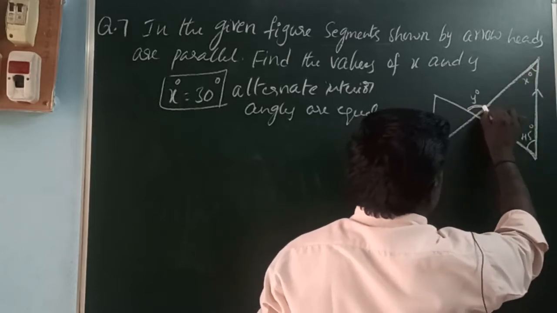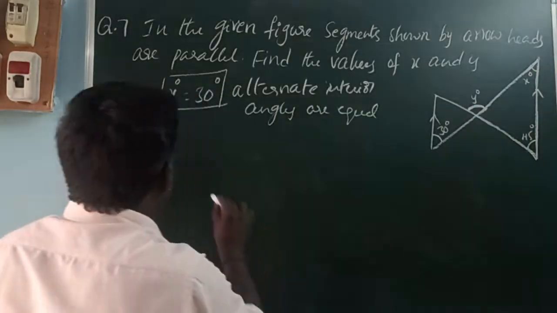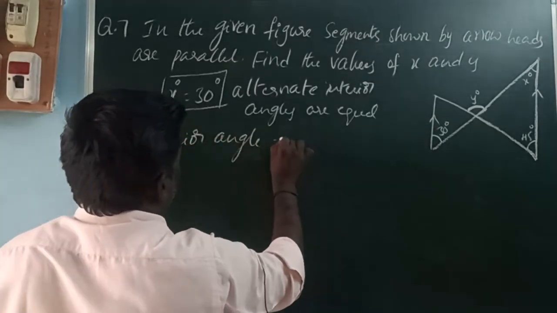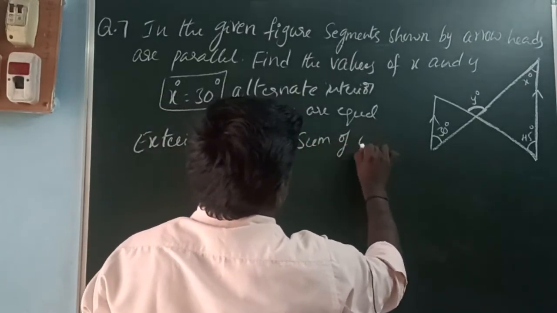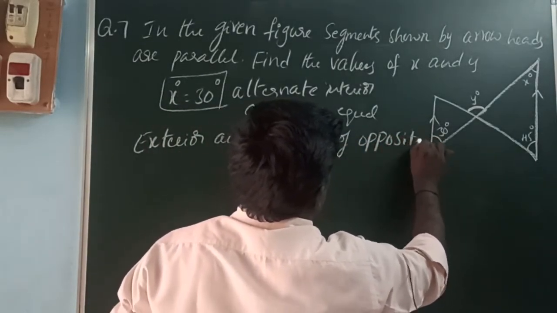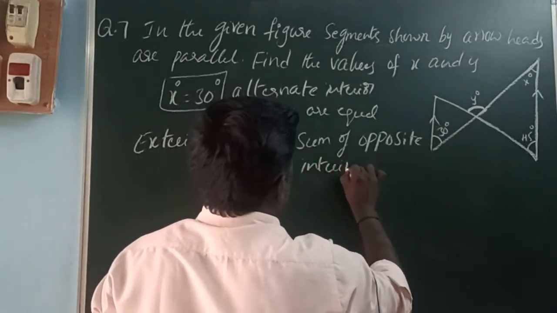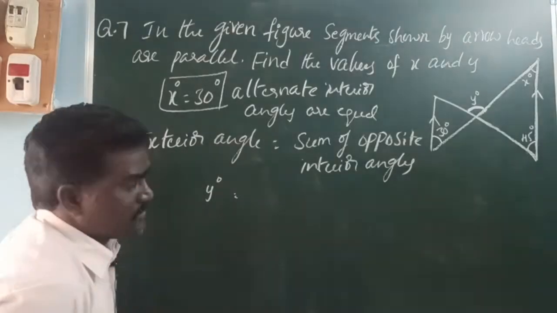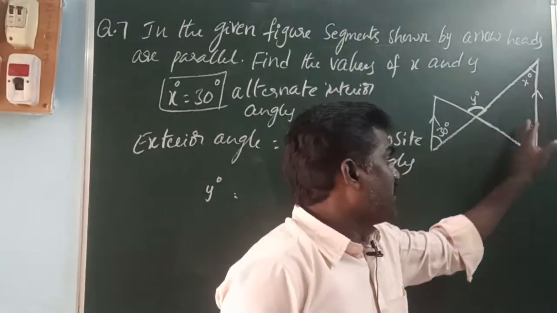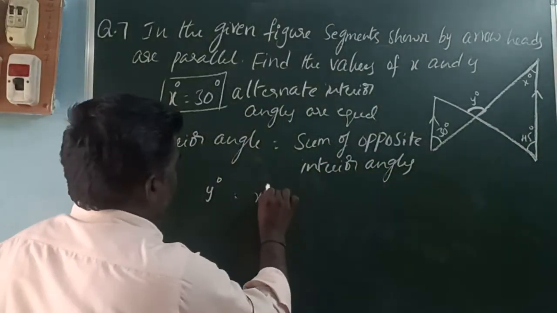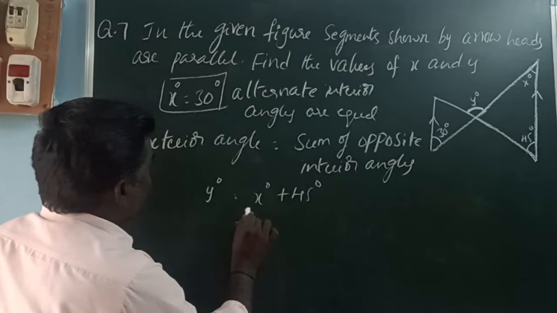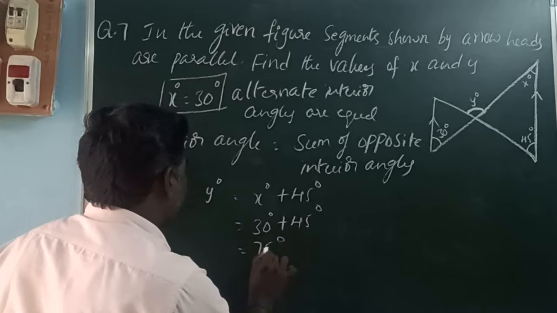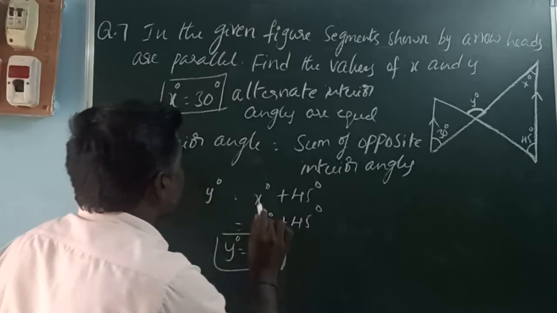For this triangle it is an exterior angle. Y is the exterior angle. So exterior angle is equal to sum of opposite interior angles. So here y is equal to, for this exterior angle what are the opposite interior angles? X and 45. So x degrees plus 45 degrees. So x how much? 30. So 30 plus 45, how much? 75 degrees. So y is 75 degrees.